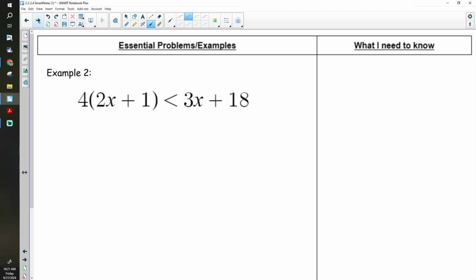4 times 2x plus 1 is less than 3x plus 18. Write it down. Draw your waterfall.